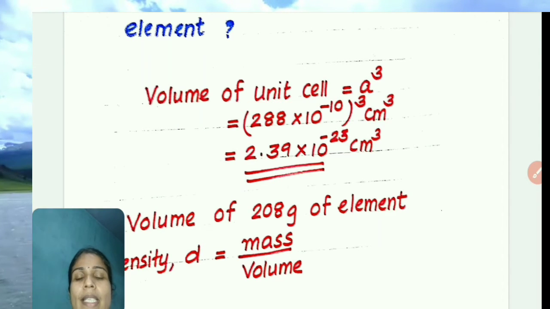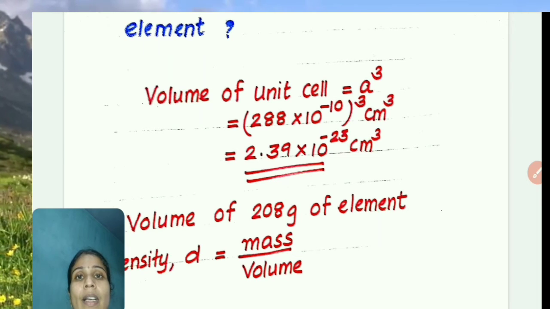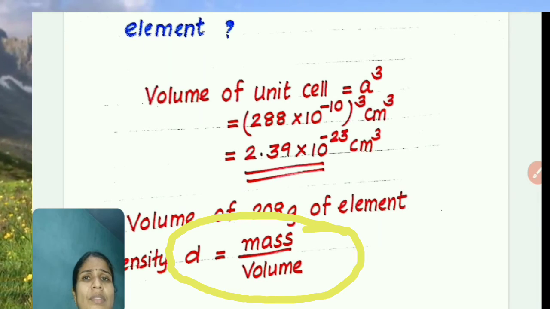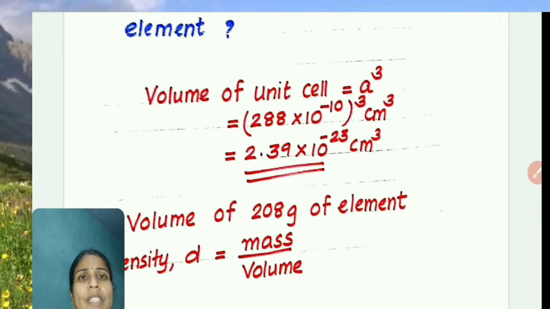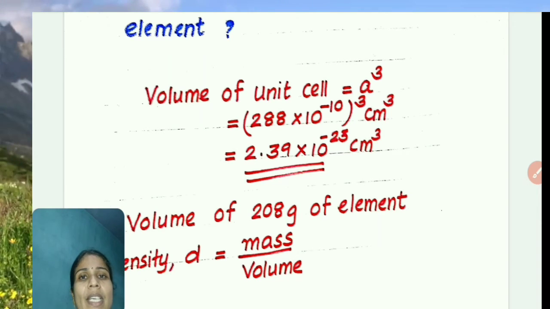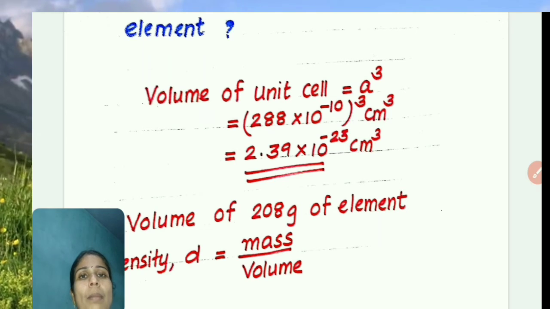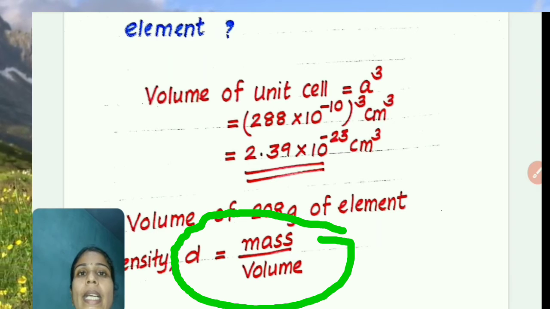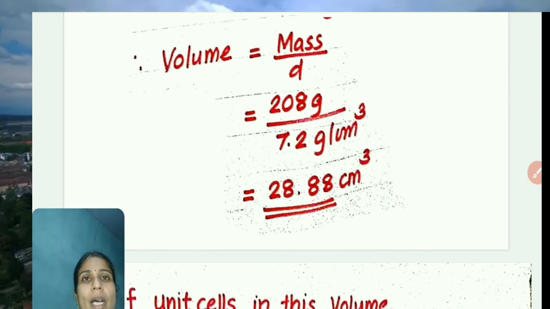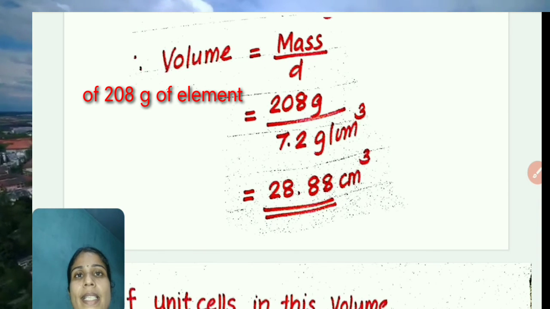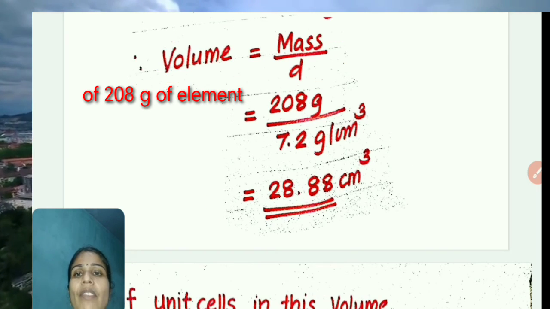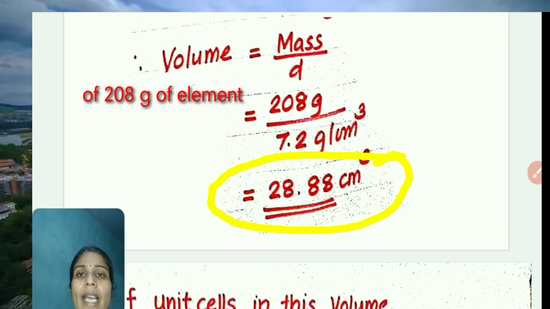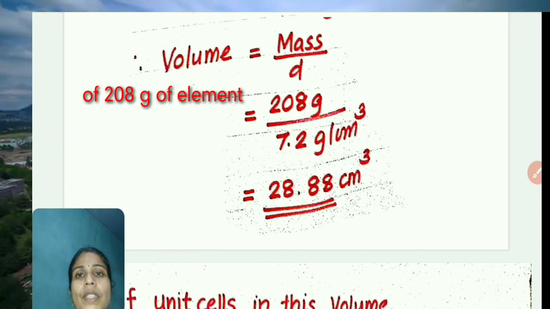For this, the given data is density. We know density is equal to mass by volume. The mass is also given, 208 gram. Then volume is equal to mass by density. Mass is 208 gram divided by density 7.2 gram per centimeter cube. Then we get 28.88 centimeter cube. So we have calculated the volume of the unit cell, and the volume of 208 gram of the element.